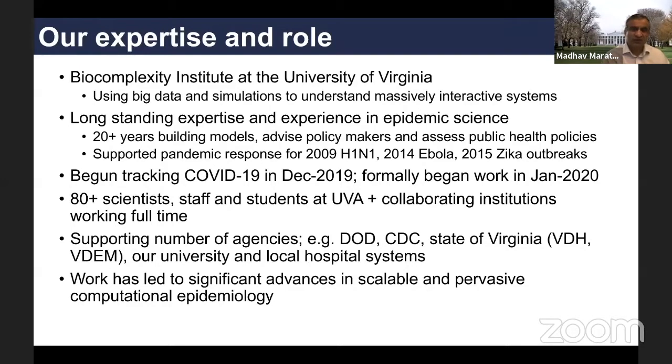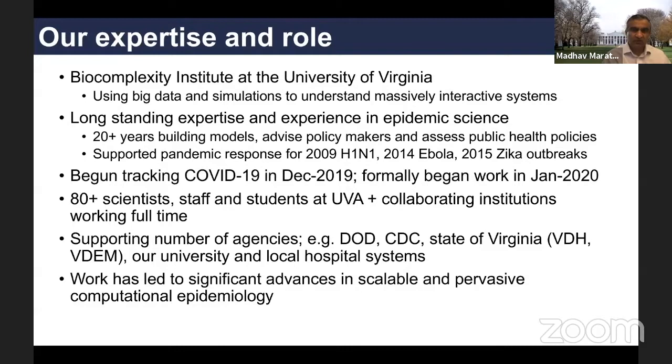So we started tracking this in December, and the work formally began in January, I would say somewhere in the middle of January. And about 80 of us, including staff, students, and full-time scientists, work on this. These are folks here at UVA, but also our collaborating institutions. It's a very massive effort.